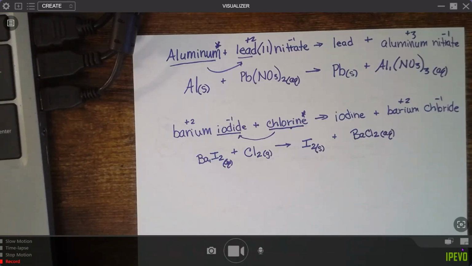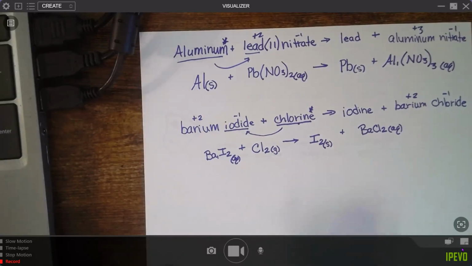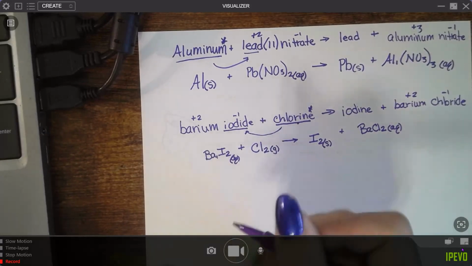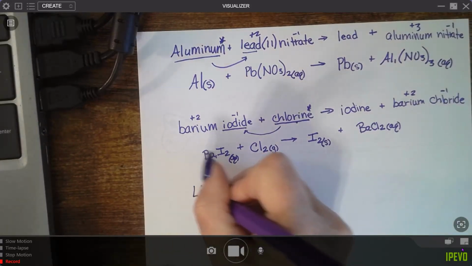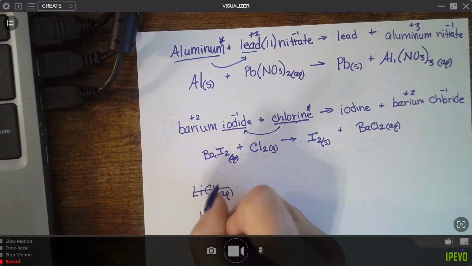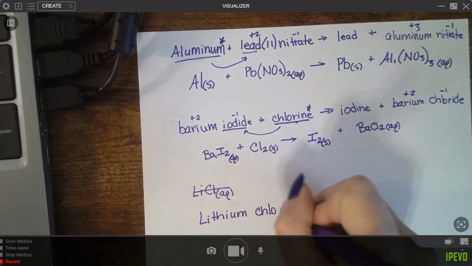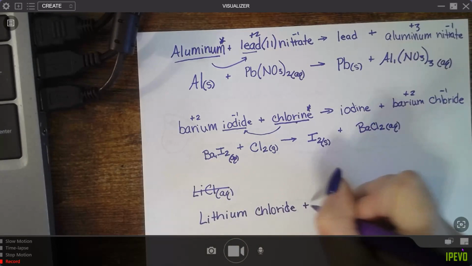All right, so one more reaction. I'm going to make one up here because there's something that we didn't see in these examples, and we didn't see a reaction that doesn't happen, okay? So let's say we have lithium chloride. Oh, let me write this in words first. Lithium chloride, and let's go with zinc.